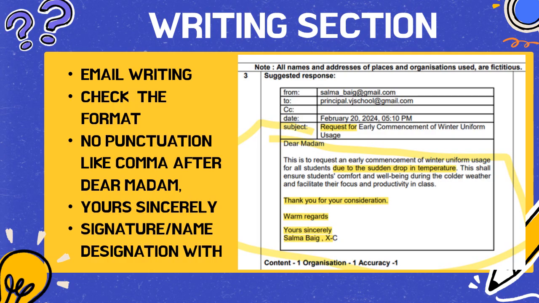And you must understand that it is for 3 marks. So content is given 1 mark. Organization of your thoughts is given 1 mark. And accuracy, which deals with spellings and grammatical errors, is for 1 mark.